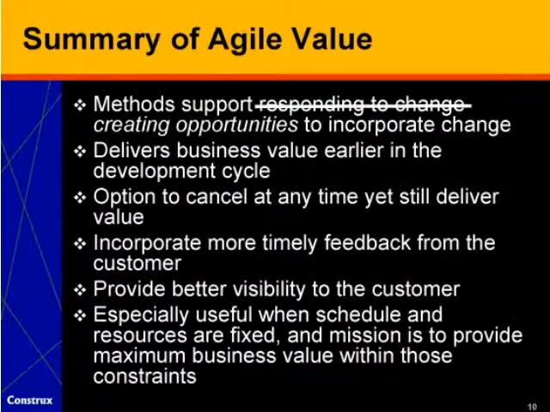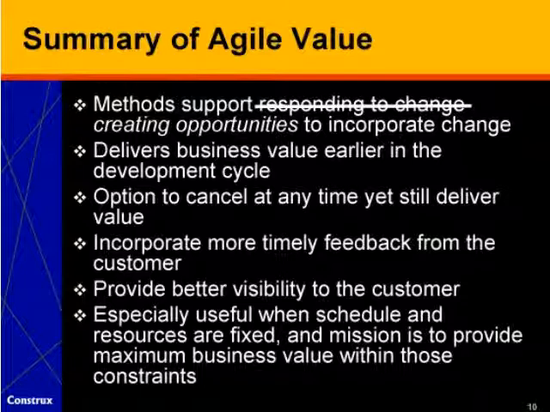And so to summarize the general value of Agile, Agile consists of methods that not just passively support responding to change, but that actually actively create opportunities to incorporate change into projects in positive ways. When done well, Agile can deliver business value earlier in the development cycle. It gives an organization the option to cancel a project at any time and yet still have business value delivered for that partial project. If you're 80% of the way through the project, you can actually deliver something like 80% of the value rather than in a traditional mode where you may be 80% of the way through the project and deliver 0% of the value.